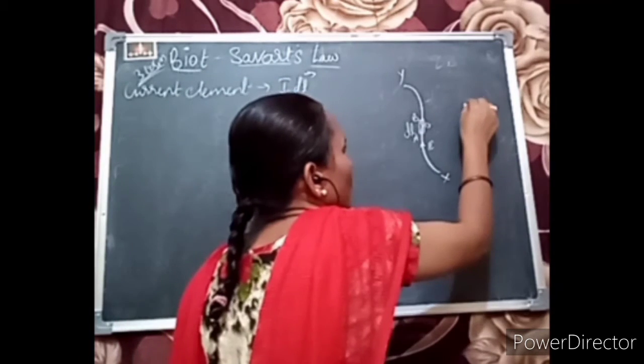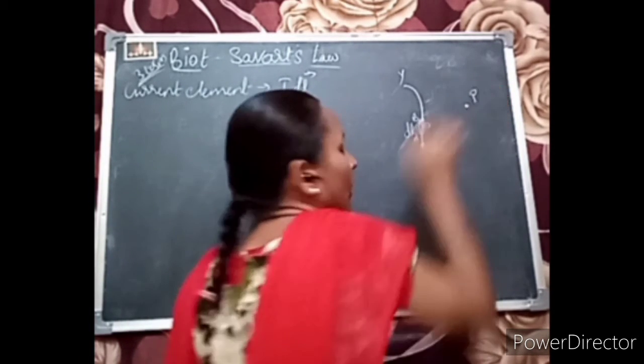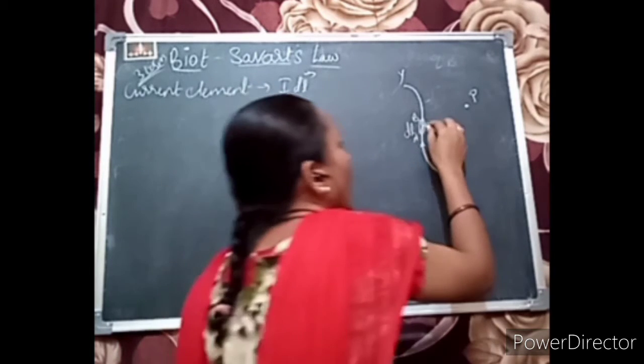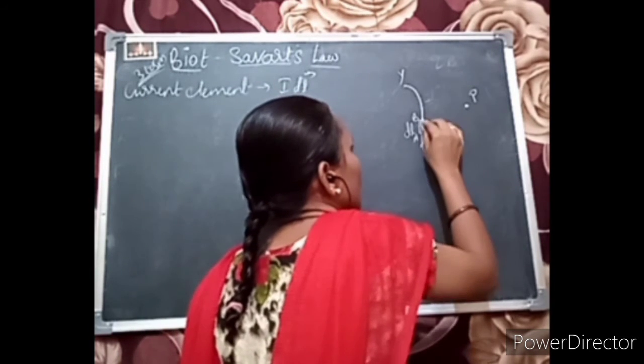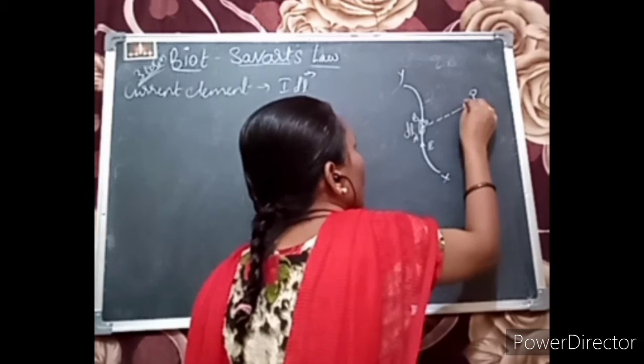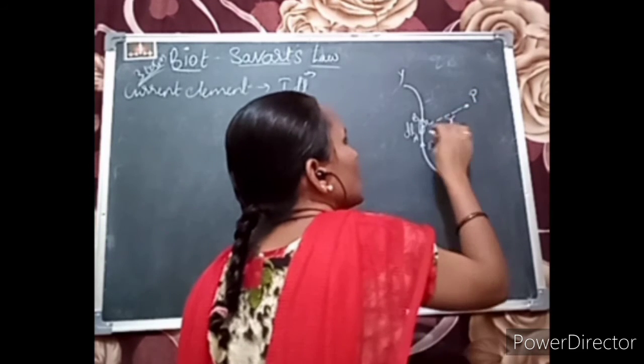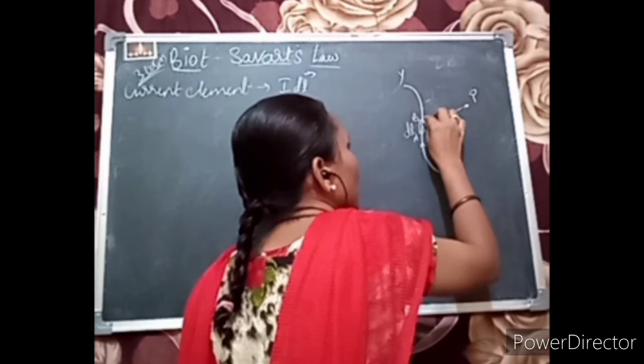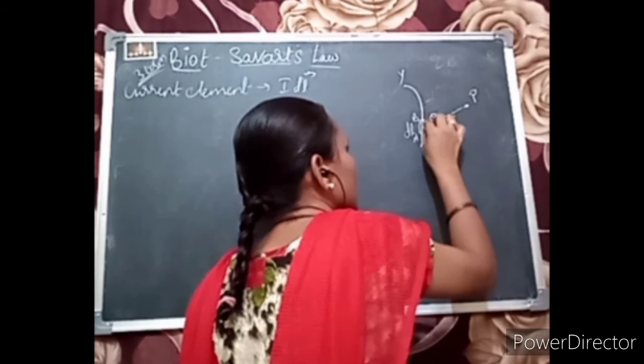Now consider the point P at a distance r from the element, and it makes the angle theta with it.